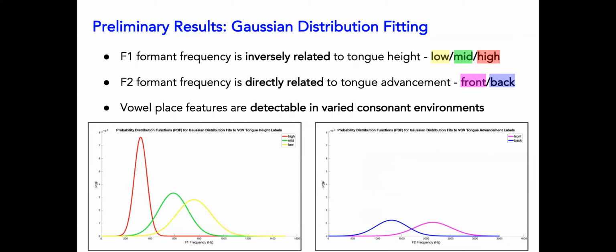Results from this dataset are promising as they demonstrate that vowel place is detectable even in varied consonant environments. In the coming months, I plan to use these distributions to train, test, and tune single and multi-component Gaussian mixture models for classifying vowel place.